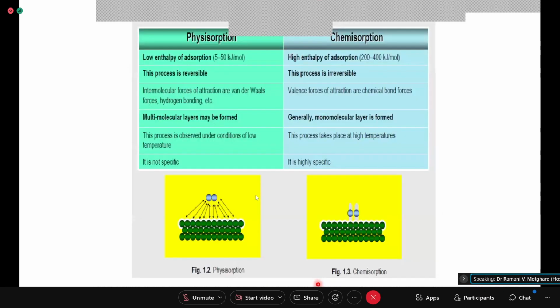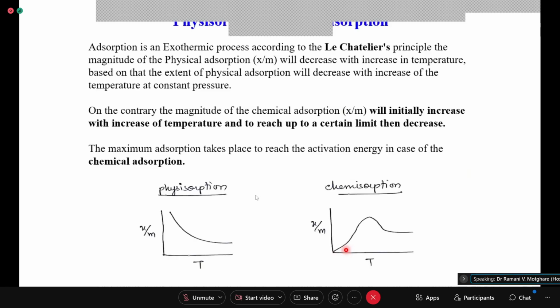Okay, now again, some of the same things are repeated, but here the values of enthalpy are given: 5 to 50 kilojoules per mole for physisorption. Here it is very high, 200 to 400 kilojoules per mole for chemisorption. The rest of the differentiating points are almost the same. And this is physisorption, this is chemisorption.